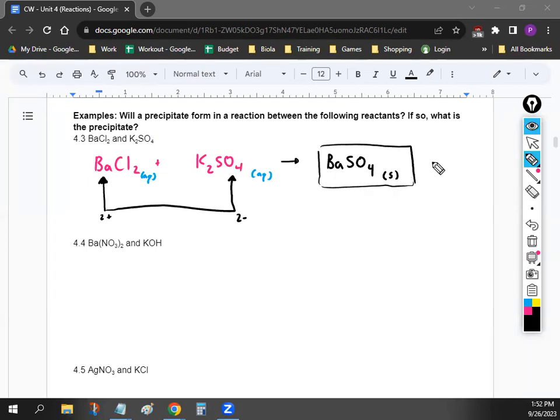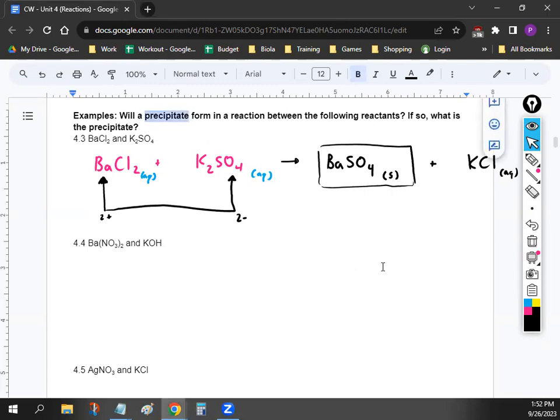And if you wanted to finish the equation, obviously the other ionic compound would be KCl, but this one does not form a solid because of the potassium. Okay, and I know this isn't balanced, so please don't tell me it's not balanced. All we're looking for is a precipitate, so it doesn't matter. The question is just asking for the precipitate, so you don't need to balance this one.